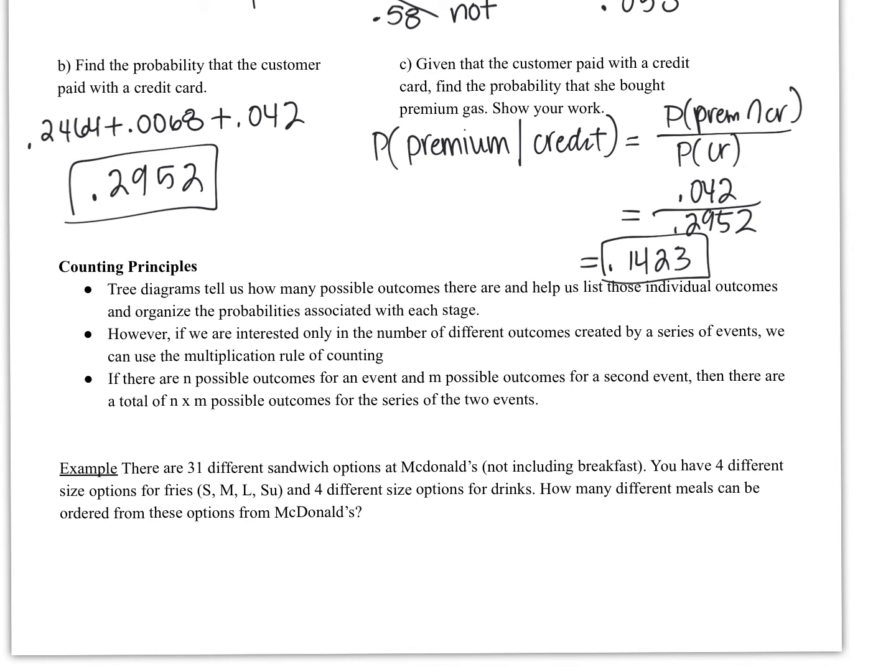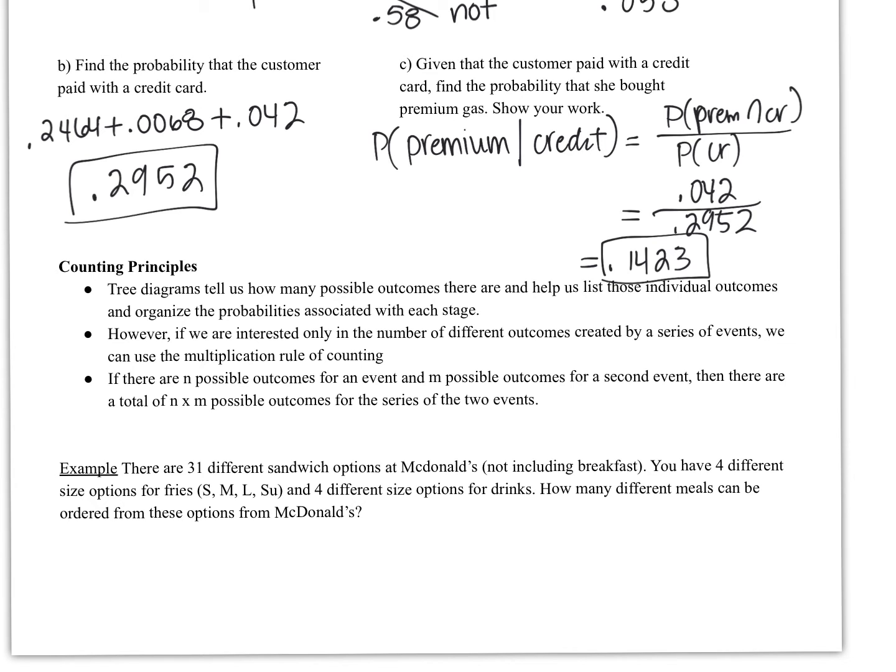However, if we're only interested in the number of different outcomes created by a series of events, we're going to use something called the multiplication rule of counting. So these were probabilities associated with each outcome, where instead we can just say, all right, what's all of the different possible outcomes we can do? So if there are n possible outcomes for an event and m possible outcomes for a second event, then there are a total of n times m possible outcomes for the series of the two events. And it just increases on if you have more and more events.